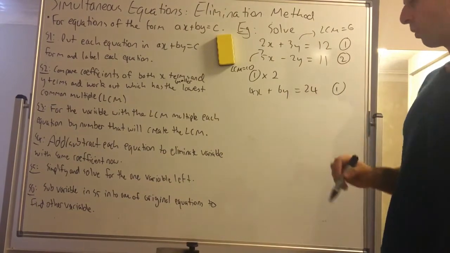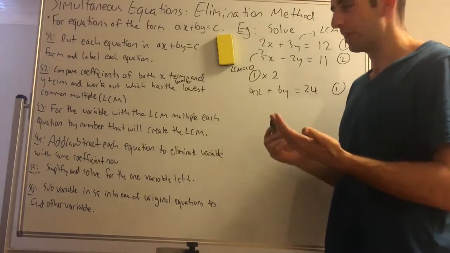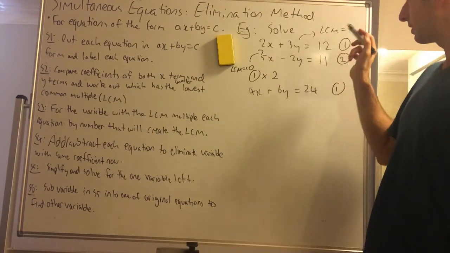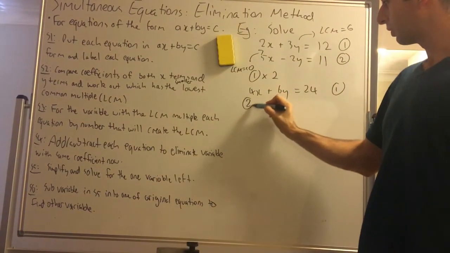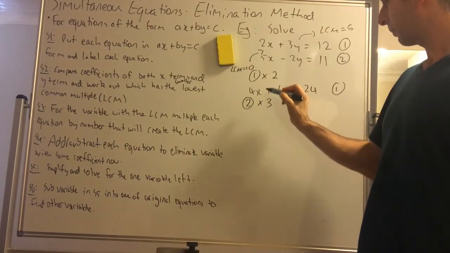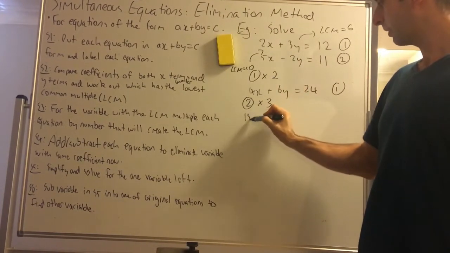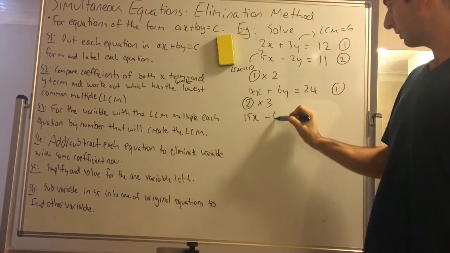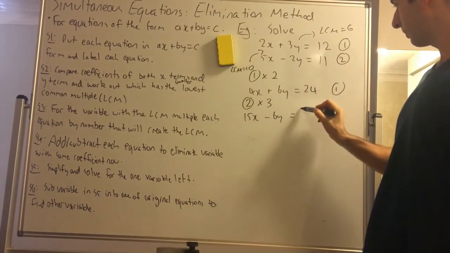This is still equation 1. It's the same as equation 1, just with different numbers. It doesn't matter about labeling. And now to get 2 to 6, I'll have to multiply equation 2 by 3. So multiply that by 3, that by 3, and that by 3.